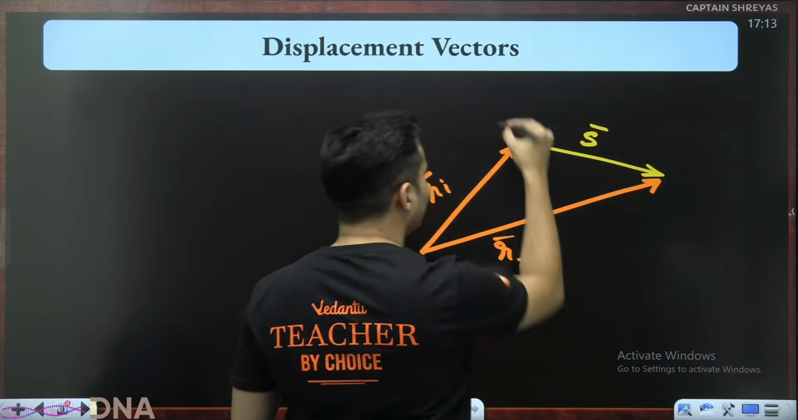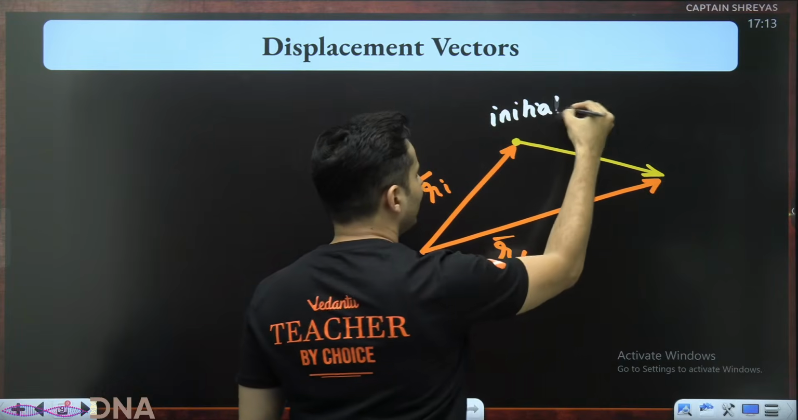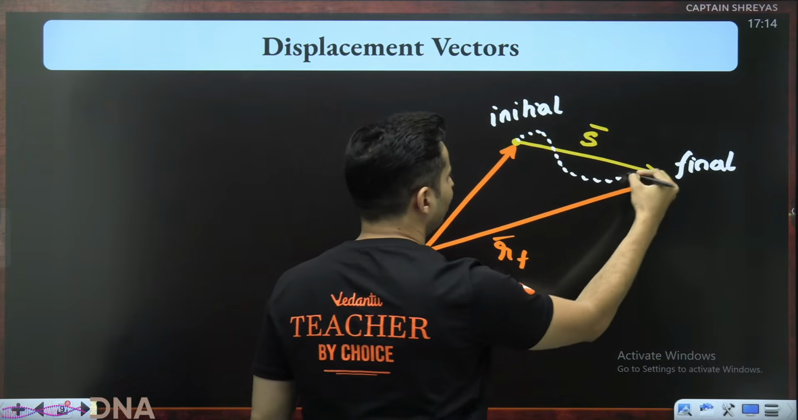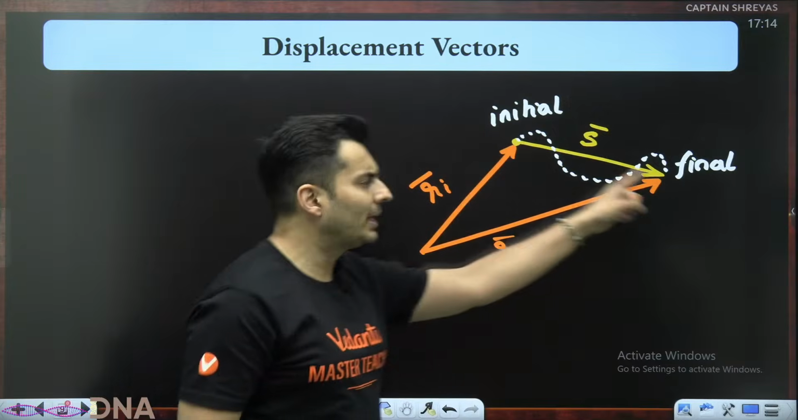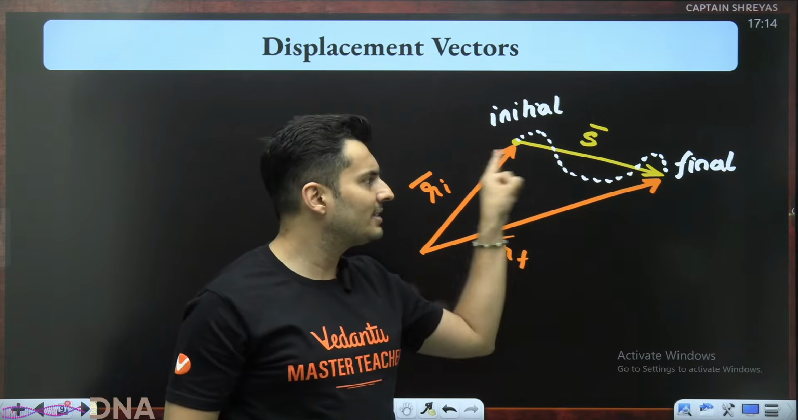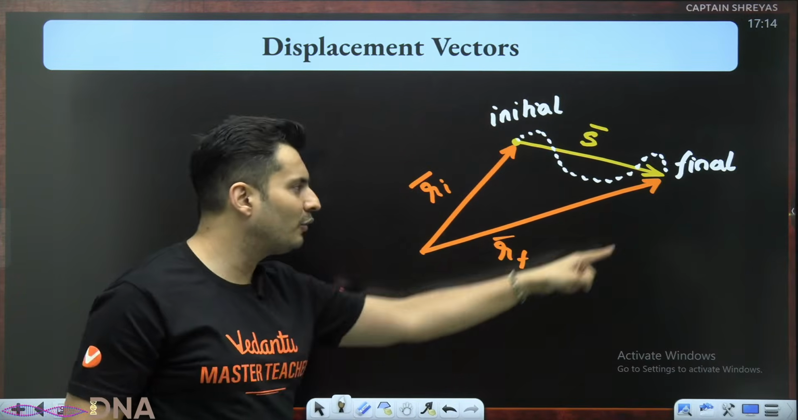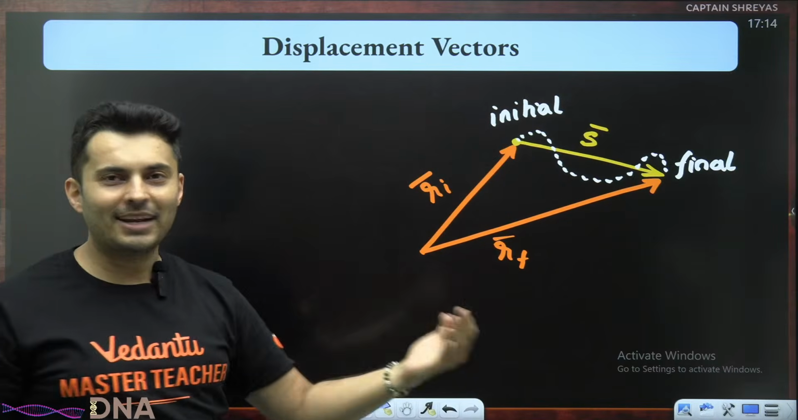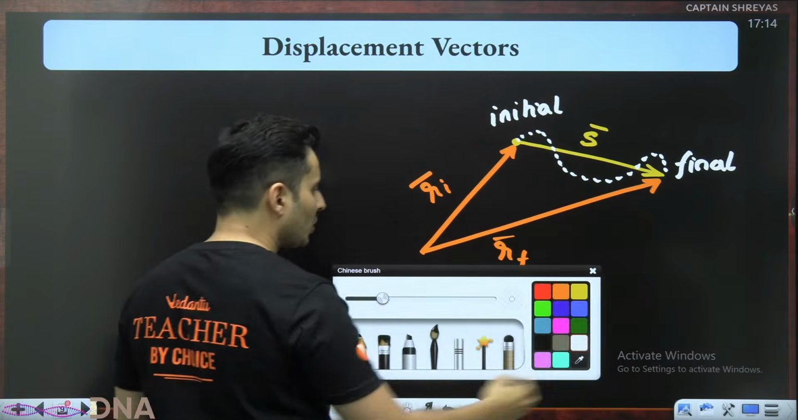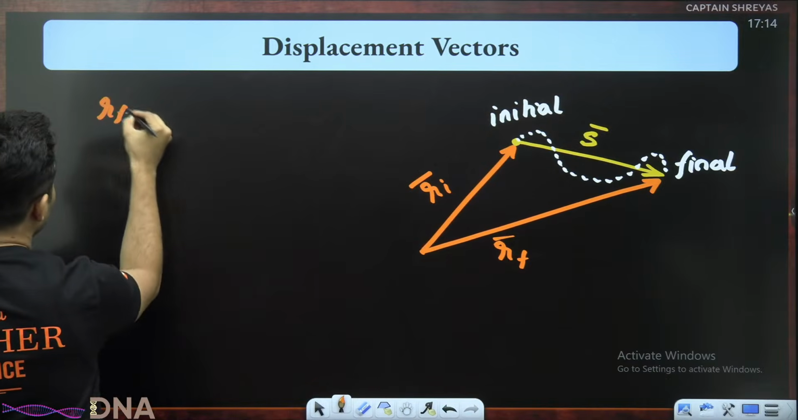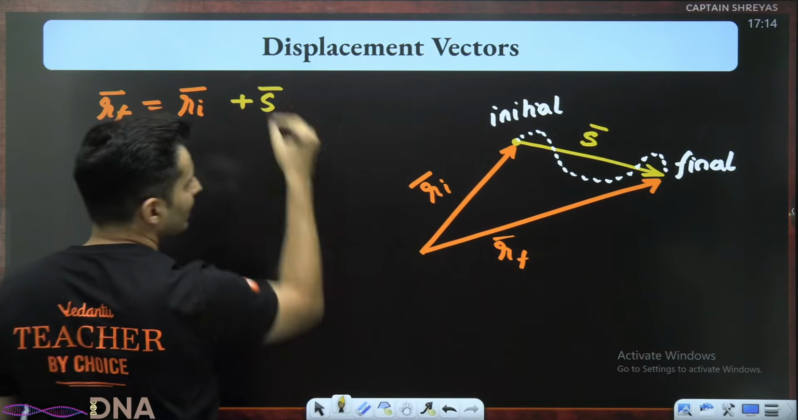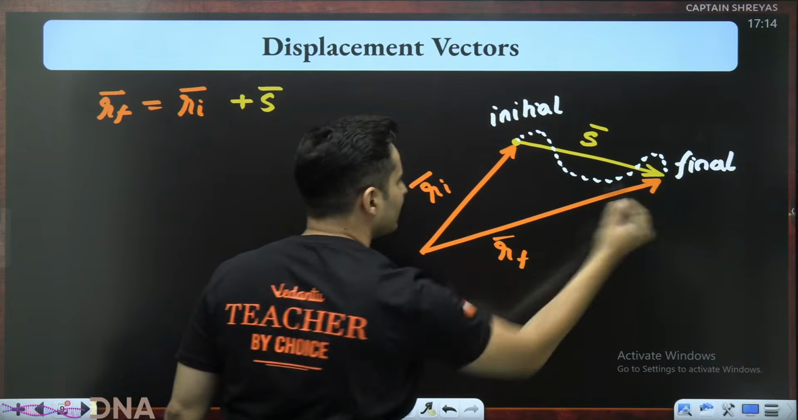This was nothing but the initial location where you were, and this is where you are finally. You might have gone to this point via some lengthy path. That's okay. But displacement is always the straight line which joins the initial to the final location. If you notice, it forms a beautiful triangle. And if you remember vectors, this is vector A, this is vector B. By triangle law, this is the resultant vector. Easily one can see R final is R initial plus your displacement. This vector plus this vector is the resultant vector.